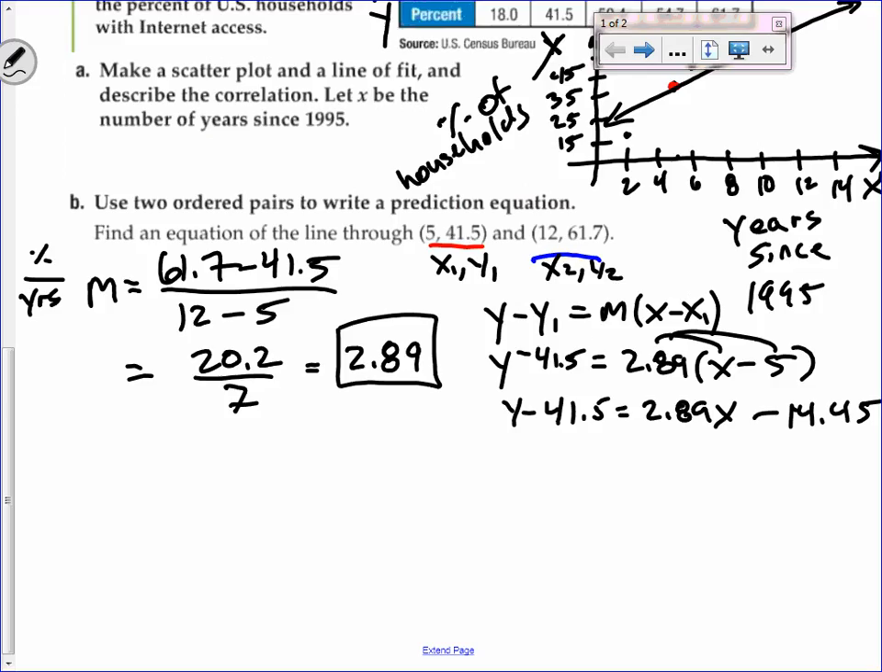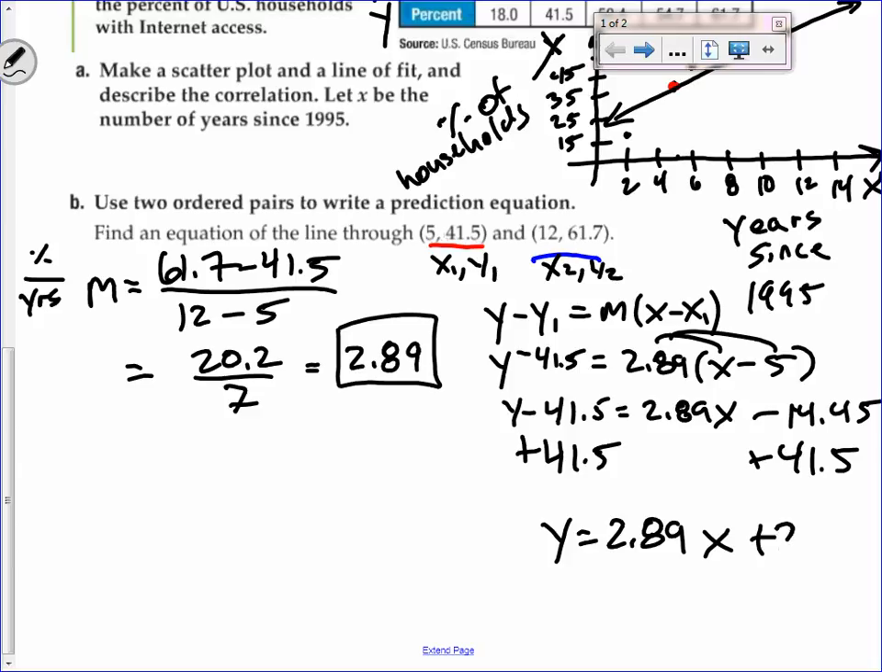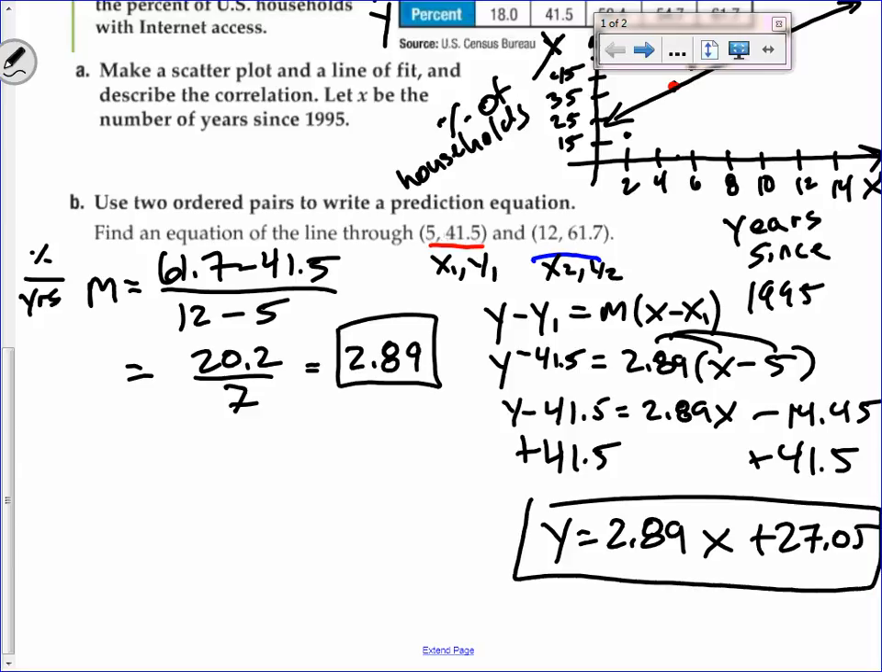Great. Okay. Need to add 41.5 to both sides. So y is equal to 2.89x and 41.5 minus 14.45. So you get positive 27.05. Okay, and that is our prediction equation.